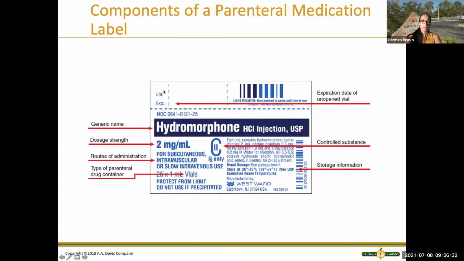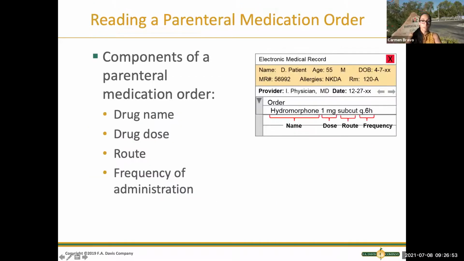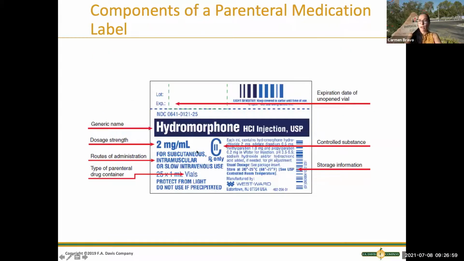And then the other thing, the expiration date of the vial, if it hasn't been opened before. And then you guys remember that we have single vials, like in this particular medication, this will be a single dose. And like I said, the order here said 1 milligram. So I would be getting 1 milligram out of here, which is going to be like half an ml, and then discard the rest.